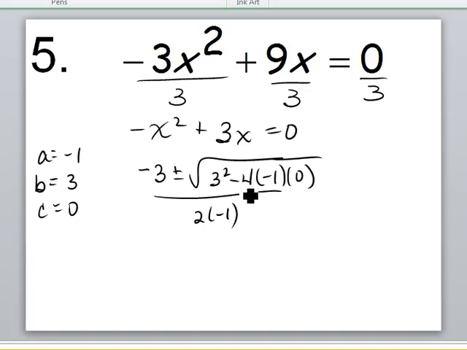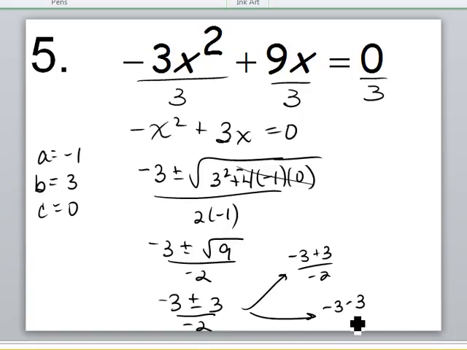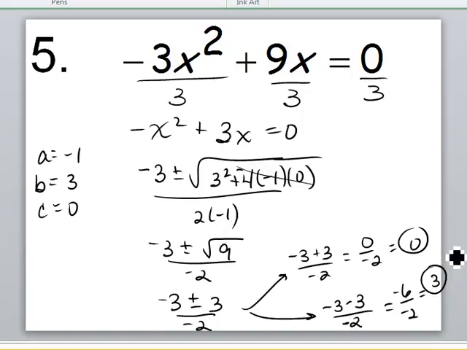Because I'm multiplying by a 0 here, what I really end up getting is a 0 term, so those fall out. So I get negative 3 plus or minus the square root of 9 all over negative 2. So negative 3 plus or minus square root of 9, which is 3, all over negative 2. Okay, this gives me negative 3 plus 3 all over negative 2, and this gives me negative 3 minus 3 all over negative 2. So this is 0 over negative 2, which is 0. And this last one is negative 6 over negative 2, which is a positive 3. So my two answers are 0 and 3.